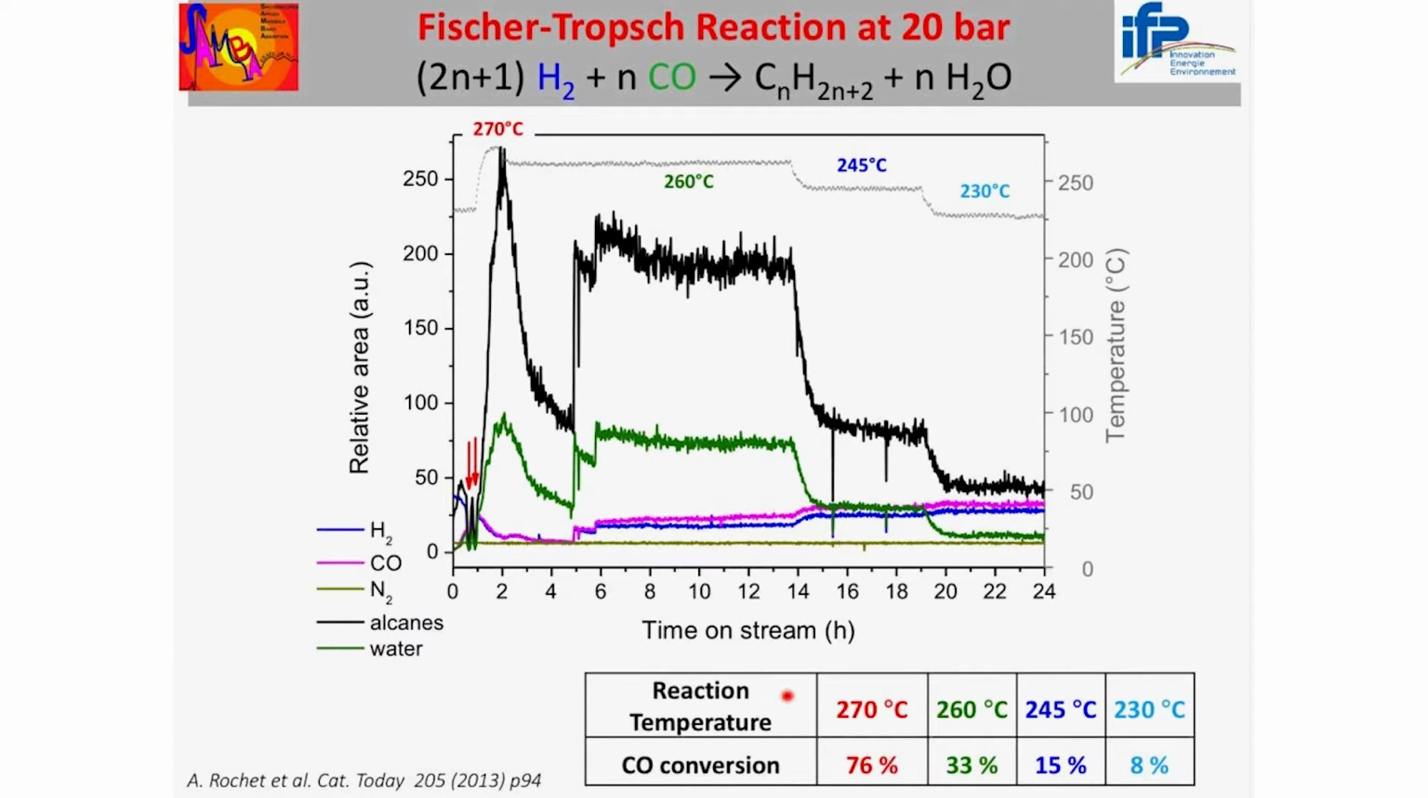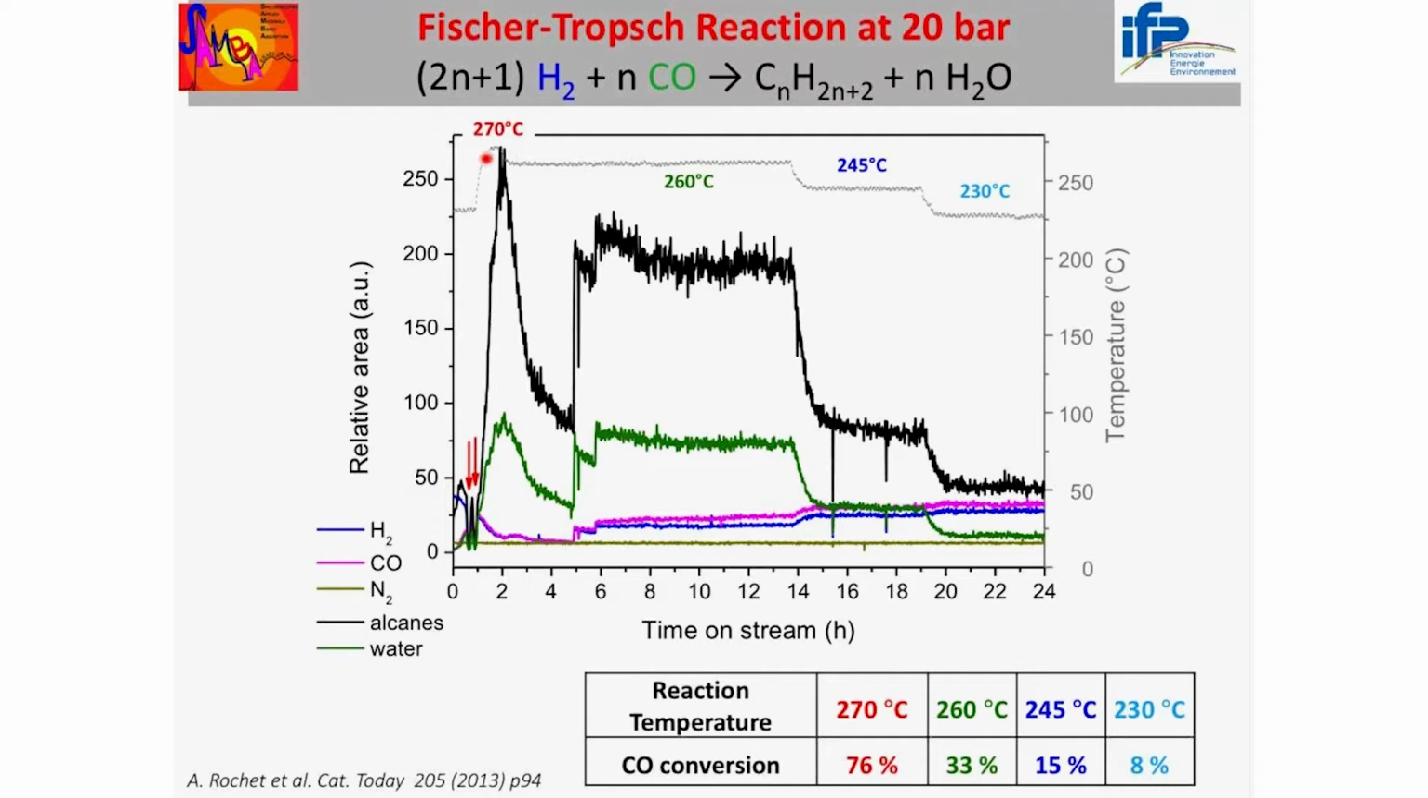Now, let me consider the results recorded by Raman over 20 hours of reaction for one of our catalysts. Here you have the intensity, the relative area of the different products and reactants analyzed by Raman spectroscopy. You have in blue the hydrogen, you have in pink the carbon monoxide, the gaseous reactants, and you have in black and green the products of reaction.